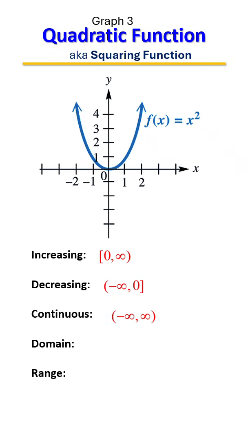Domain, how far does it extend to the left and to the right? Well, it goes forever to the left and forever to the right. So the domain is from negative infinity to positive infinity. Let's take a look at the range, how high, how low. The lowest point this graph falls is right there at 0. Then it's going to continue to shoot up forever to positive infinity.